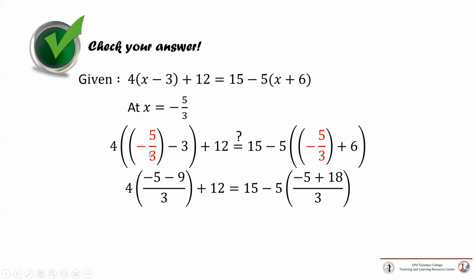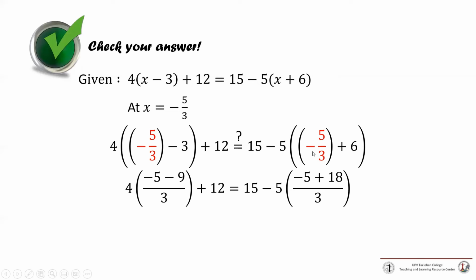Then we combine that one. We multiply the denominator by this 3 here. Then we come up with negative 9 and then copy the denominator. So what we are doing here is finding the LCD. Now the LCD is 3. That's why we just copy the denominator 3. And then continue. So plus 12 is equal to 15 minus 5.